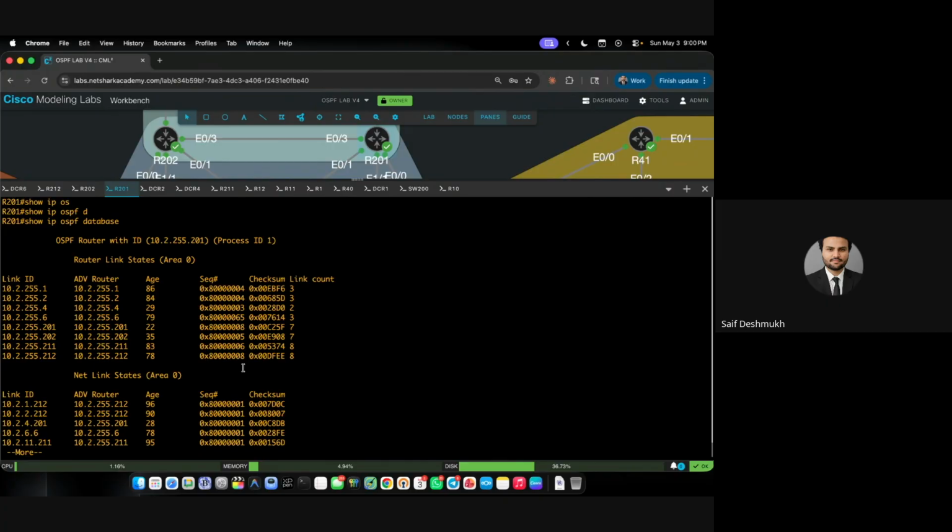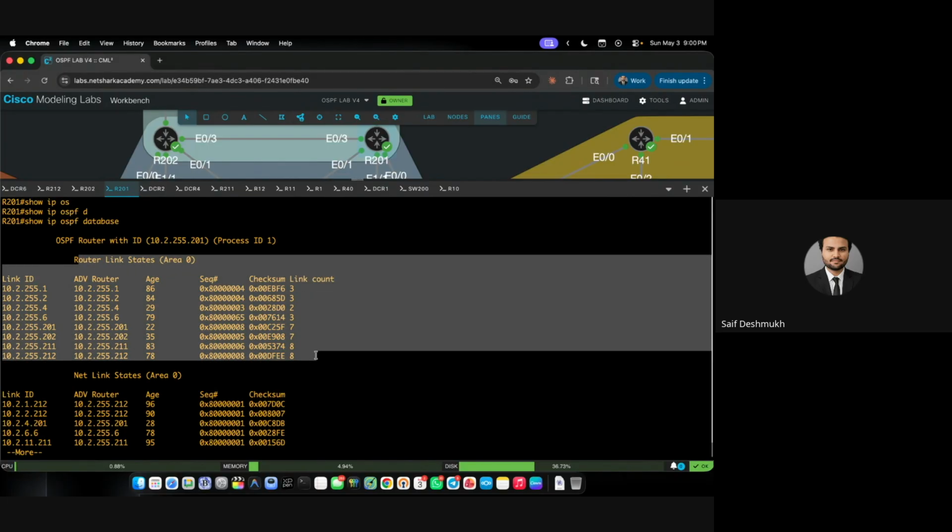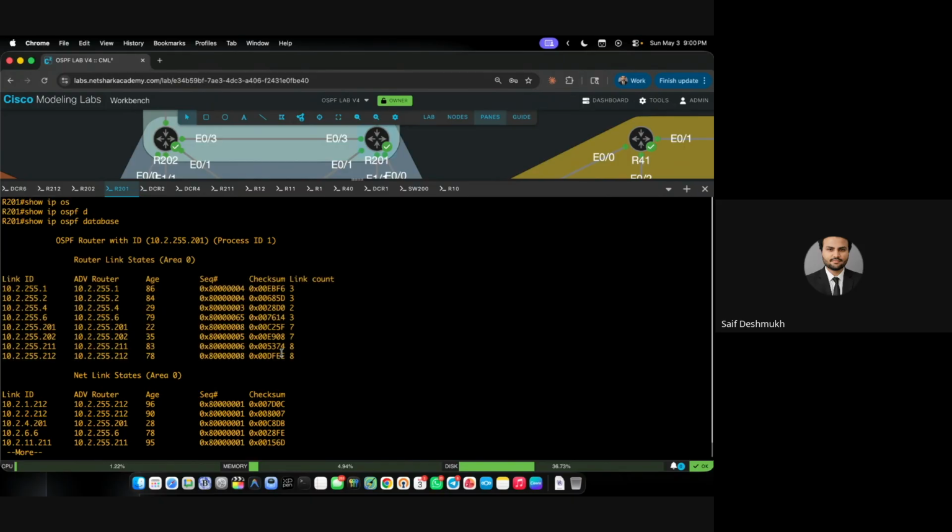When you execute this command, it's telling us that this is an OSPF router with ID 10.2.255.201. That's the router ID. What process are you running? And these are your type 1 LSA. You assume directly that all these routers are part of the same area where you are executing this command. This router 201 is part of area 0.